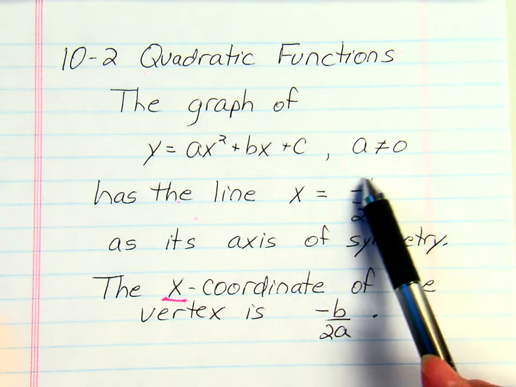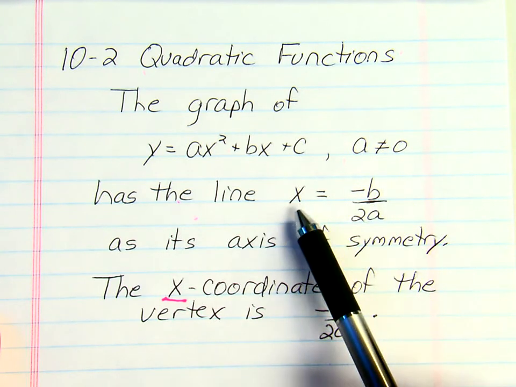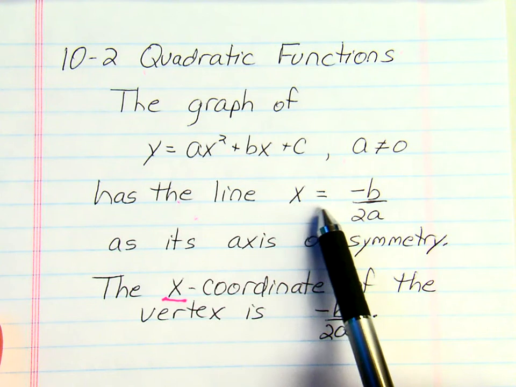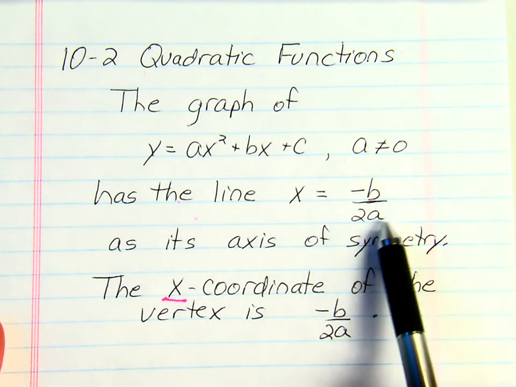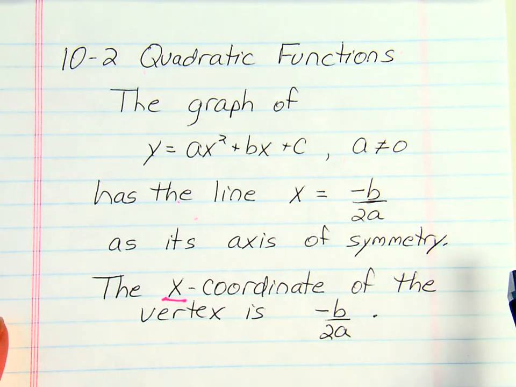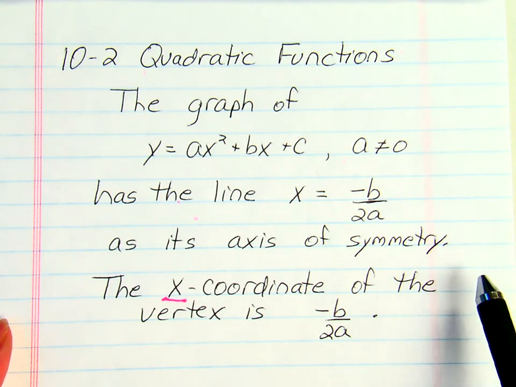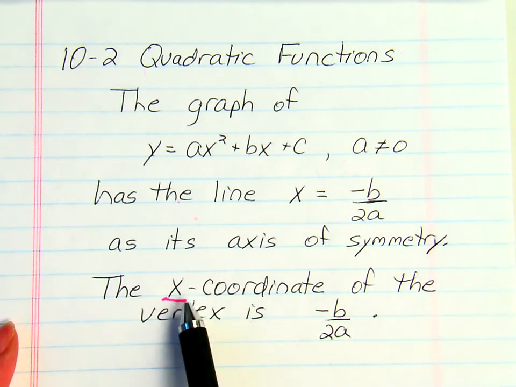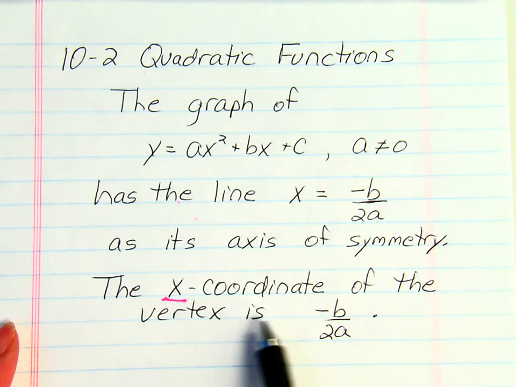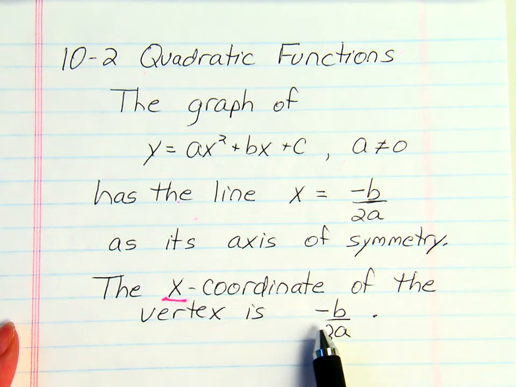So we're going to be looking at negative b over 2a. So the line x equals negative b over 2a is going to be our axis of symmetry for our parabola. And specifically, the x-coordinate of the vertex is negative b over 2a. So what will happen is we'll draw that line of the axis of symmetry so that we can see the line that our parabola will be sitting on.